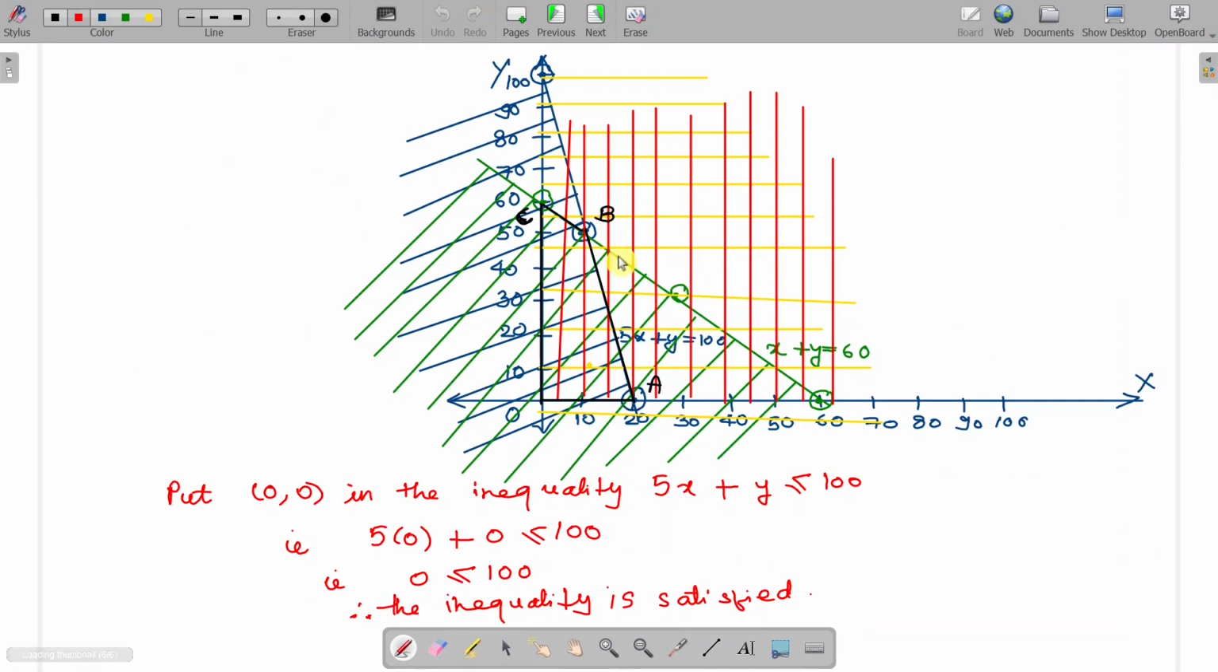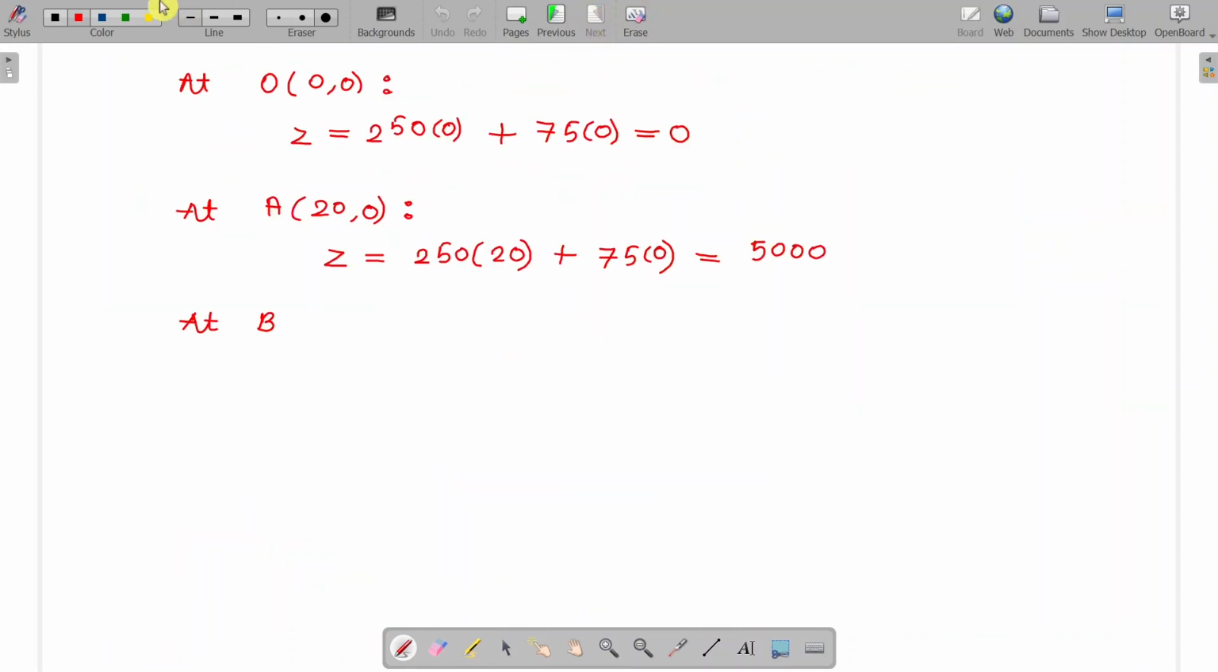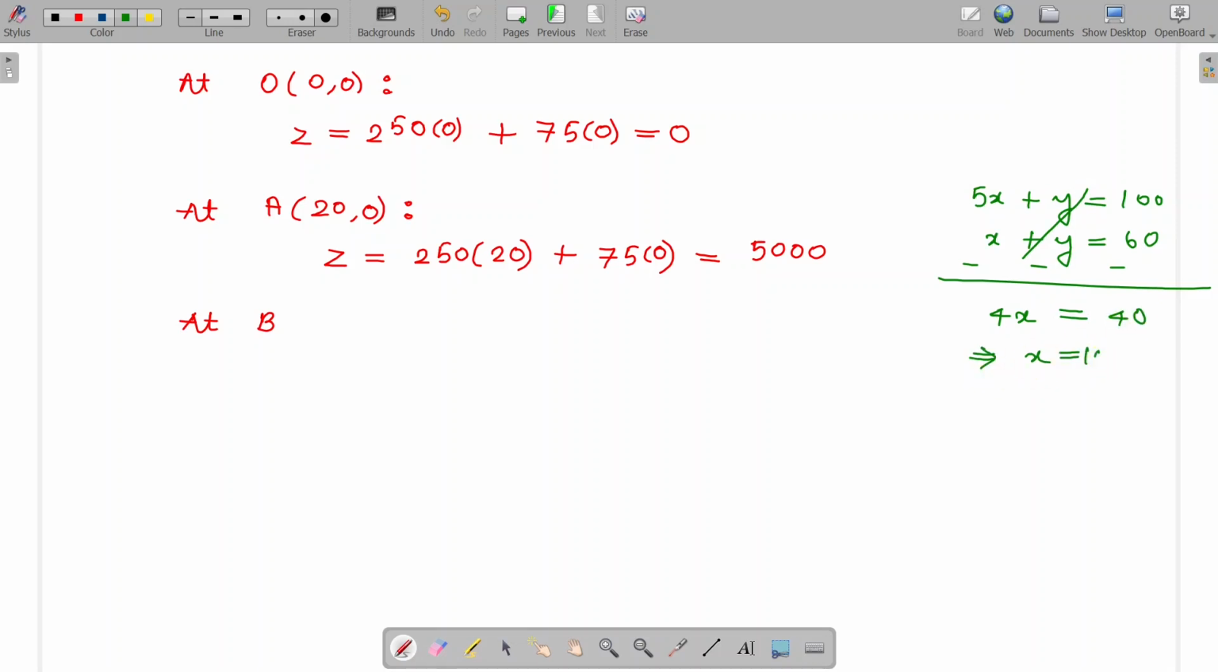Okay, then at B, if you want to find this point B, we have to take the intersection of these two lines and find the point B. Okay, so for that, let us take the line equations of both the lines. So 5x plus y equal to 100, and then x plus y equal to 60. So if we subtract these both, that means we will get 4x, plus y minus y will get cancelled, equal to 100 minus 60 is 40. So that means x is equal to 10, right?